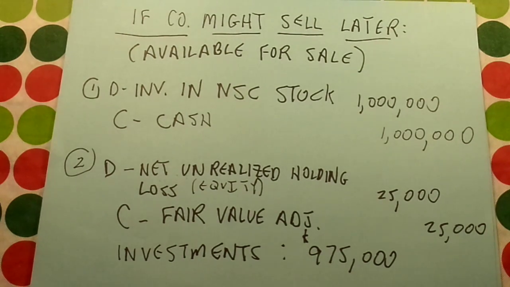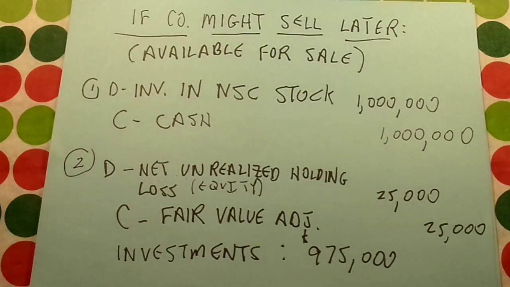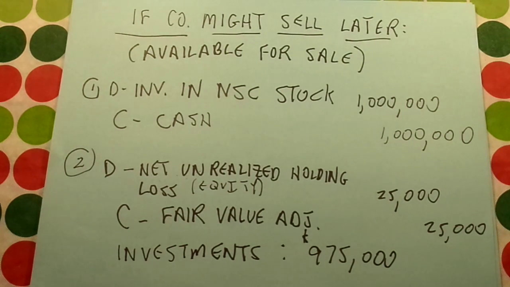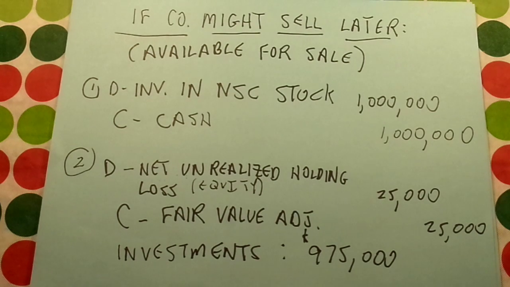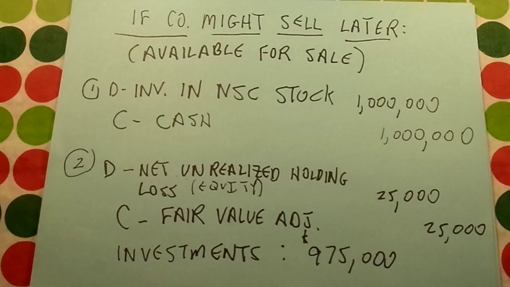So let's imagine here that Bill's got a landscaping company. He's not in the business of buying and selling stock, but his landscaping company's done well, and he bought some as an investment. So there's the debit, investment in Norfolk Southern stock, credit cash, each for $1 million.